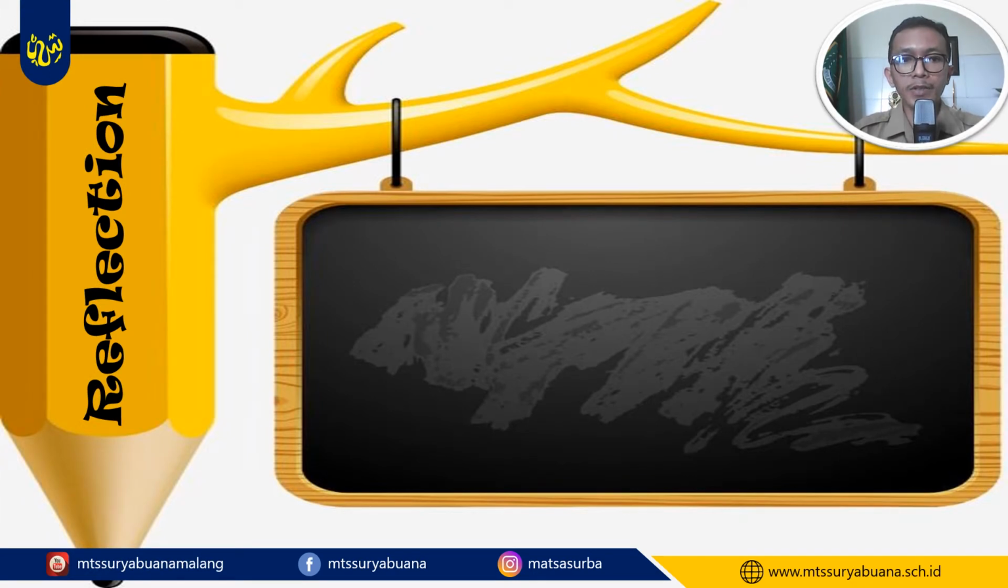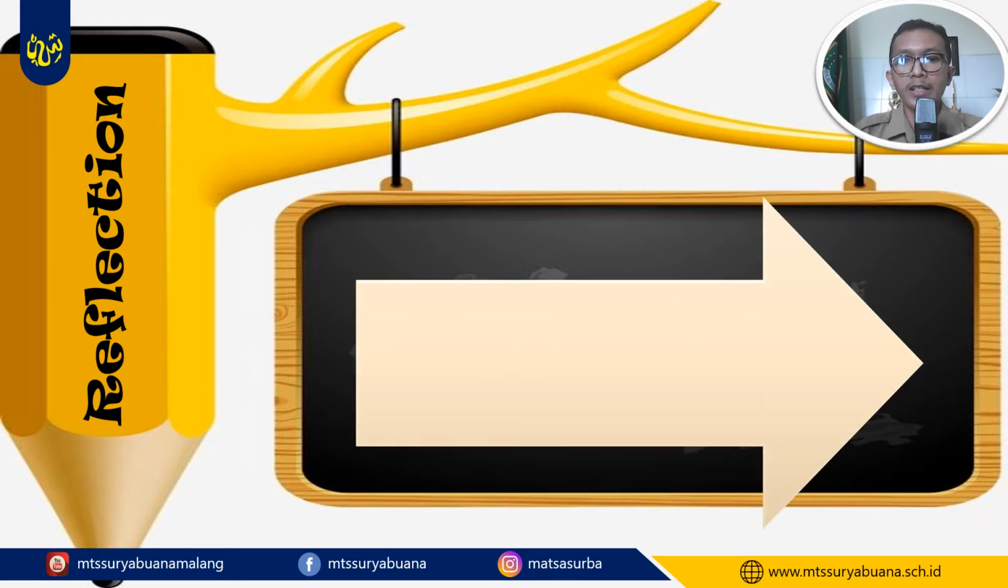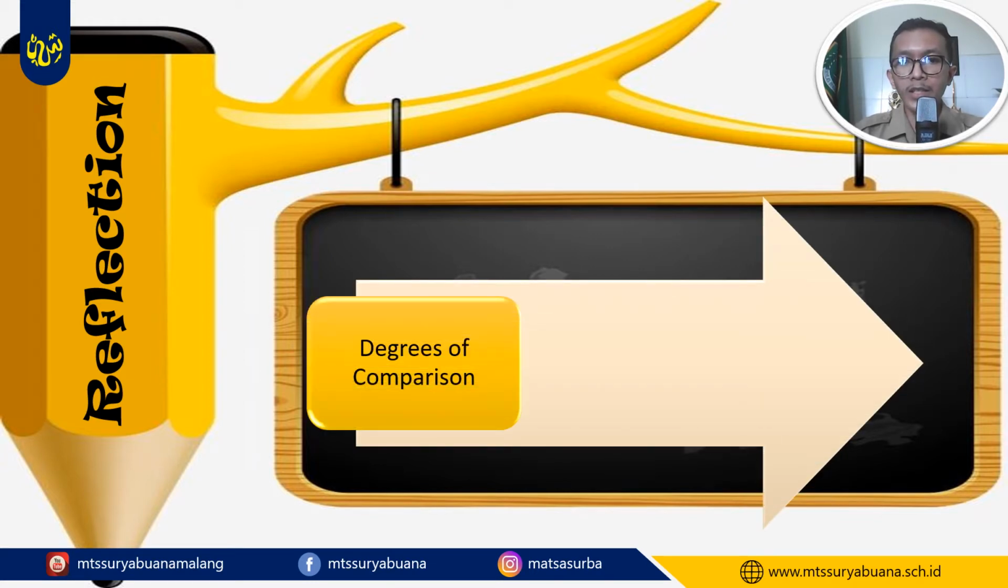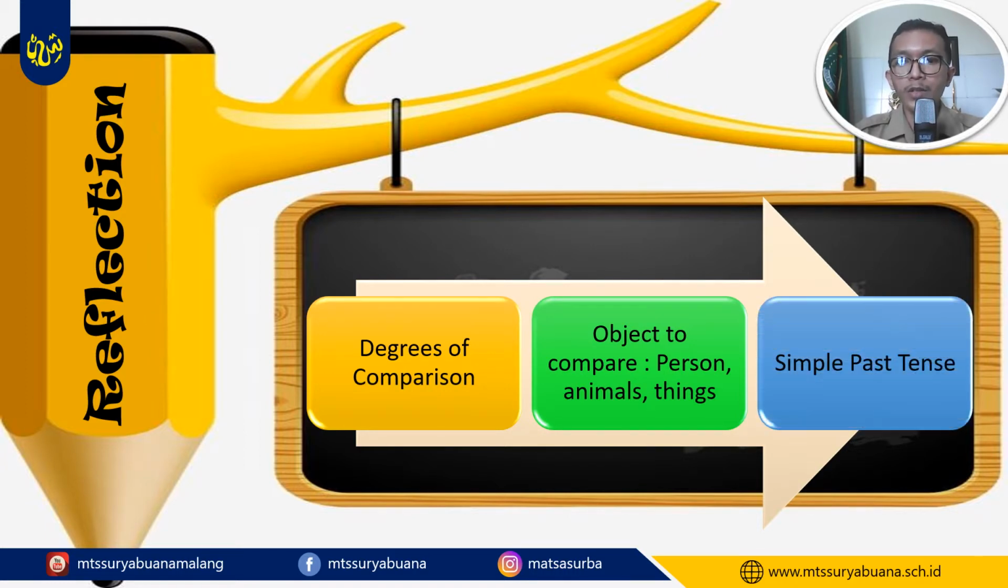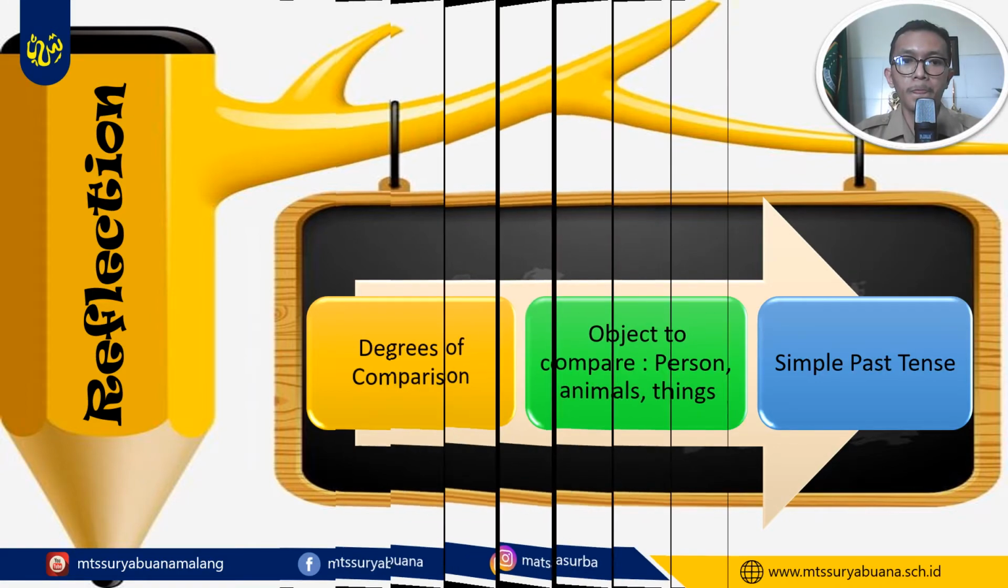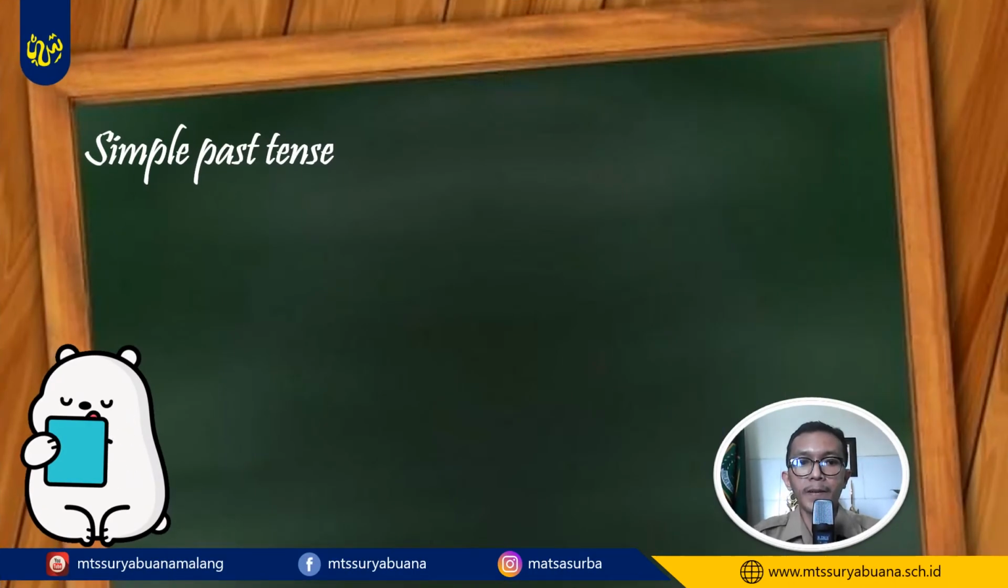Well, in this first slide, we are going to talk about reflection. What we have learned in the last video, that is about degrees of comparison that focus on how to compare person, animals, and things. But now in this video, we are going to discuss about simple past tense. Alright, simple past tense.